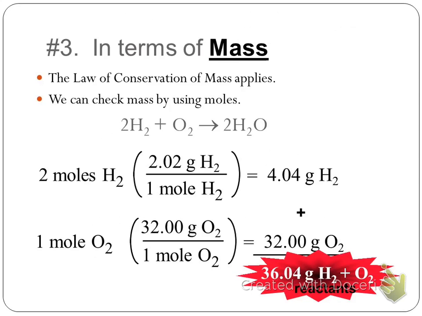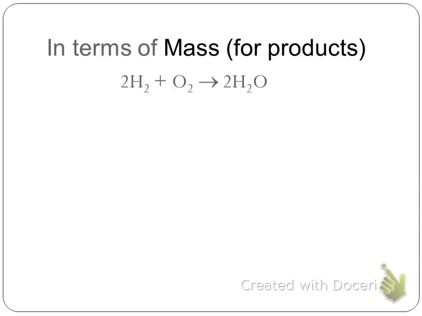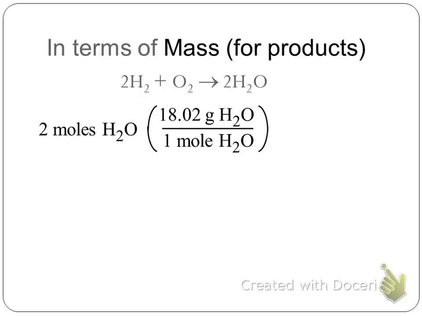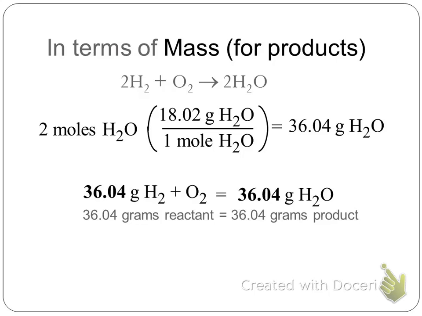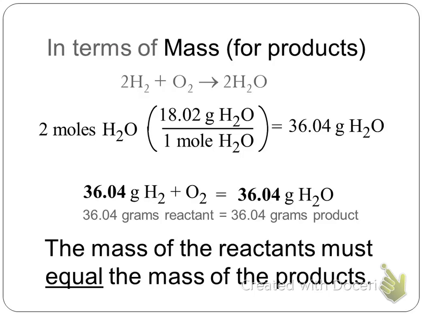Now, to make sure this is in line, I have to make sure that on the other side I have the same thing. So, for my products, I have 2 moles of water, and each mole of water has a mass of 18.02 grams. Multiply across the top, divide by what's on the bottom, I get 36.04. Right now, it looks like everything matches up. I'm going according to my law of conservation of mass. Now, the mass of the reactants must equal the mass of the products. This is going to be a key.